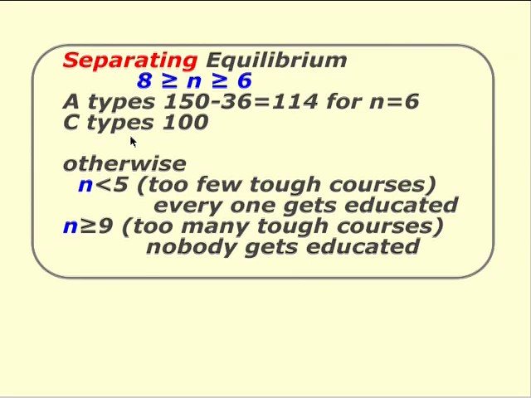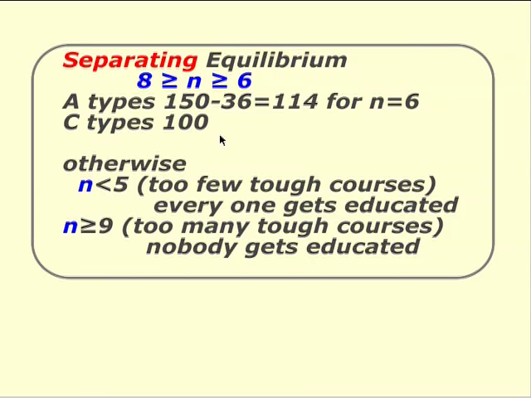The C types, though, for n equals 6, their net payoff, if they take the courses, is 150 minus 9 times 6 is 54, so that's 96. That's less than 100, and it's not worth it, so they won't take the tough courses, and their payment will be 100. And we call it a separating equilibrium because it separates out the types.